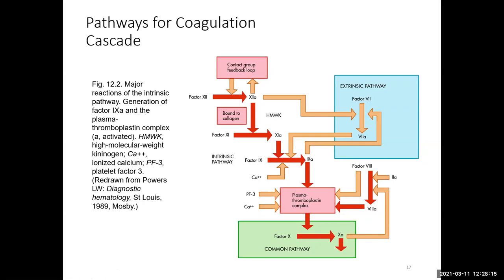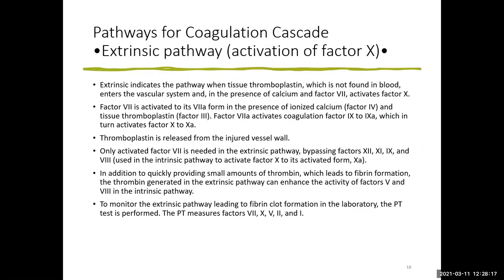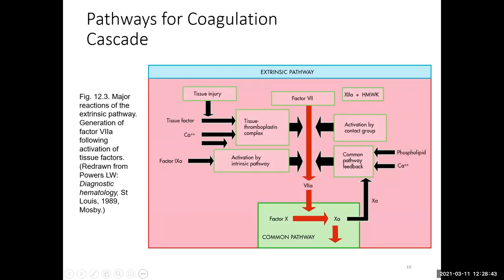You will actually do a PT test, which tests the extrinsic pathway. You'll get to do this in lab in the tube, so you actually get to see this clot formed inside the tube. And again, you have one thing that activates the next, that activates the next. And then in the end, it's going to lead to that clot that you're looking for. And that's just another picture of that pathway being activated.